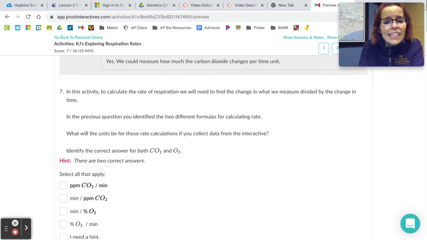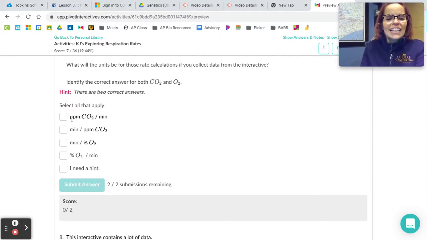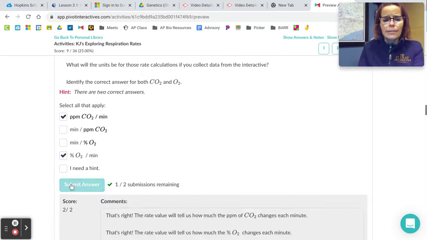Number 7, in this activity, to calculate the rate of respiration, we will need to find the change in what we measured divided by the change in time. In the previous question, you identified the 2 different formulas for calculating rate. What will the units be for those rate calculations if you collect data from the interactive? In this case, it's parts per million of carbon dioxide per minute, and it's percent of O2 per minute. And hit submit answer.